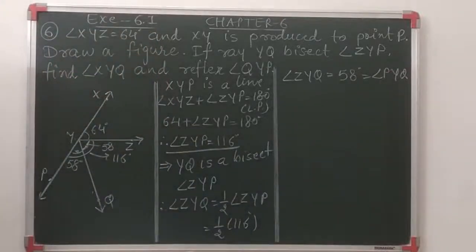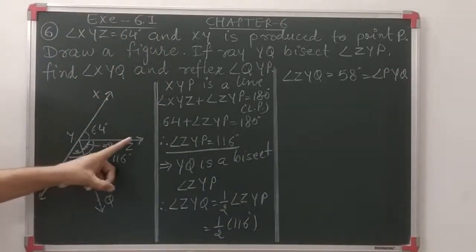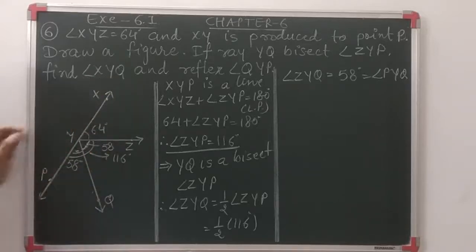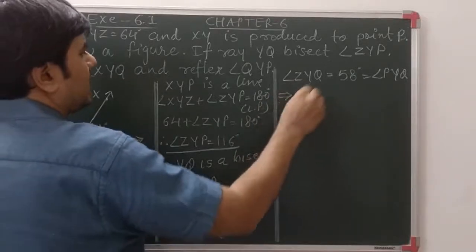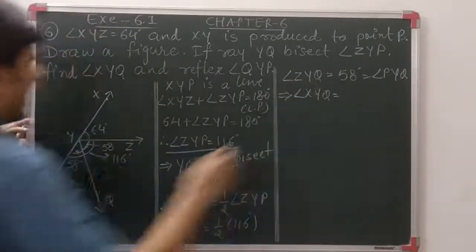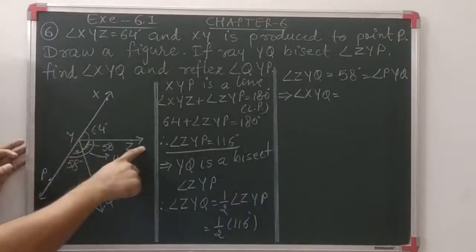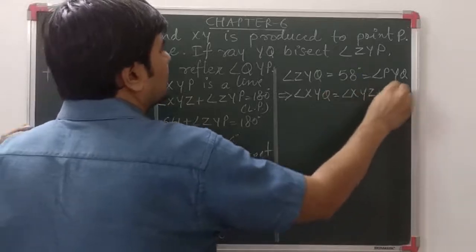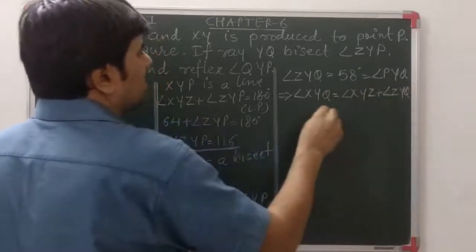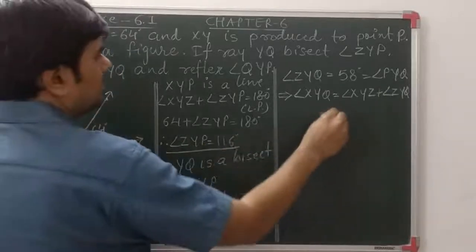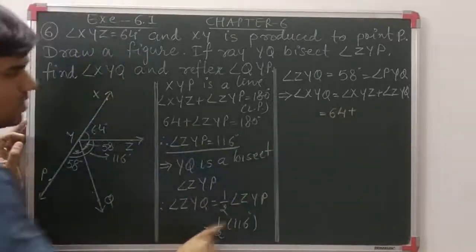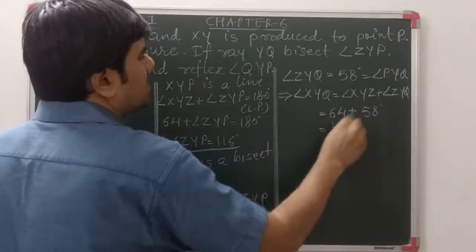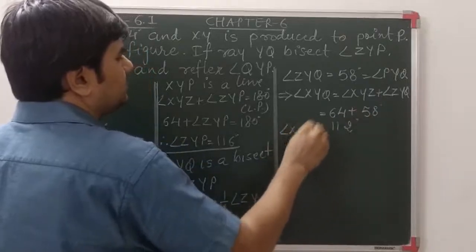Now one angle we have to find out. Okay, no, it's XYQ we have to find out. Let's find out XYQ. So now angle XYQ, look at the diagram, is the sum of these two angles, XYZ and ZYQ. So XYZ is given 64 and ZYQ we obtain 58. Do the sum of those two. So we will obtain 120, which is XYQ.